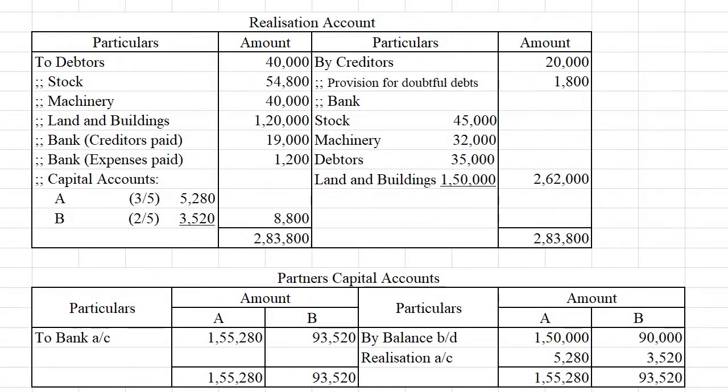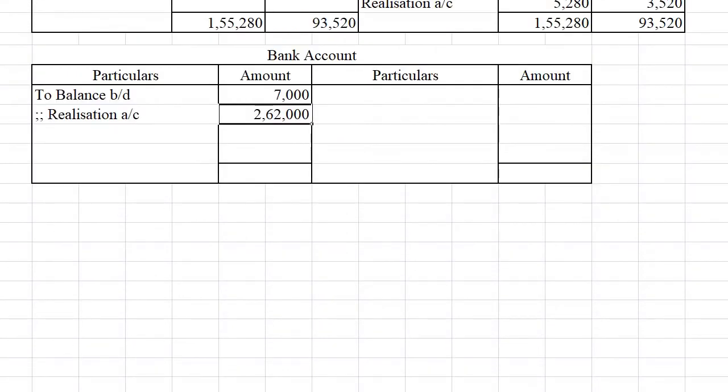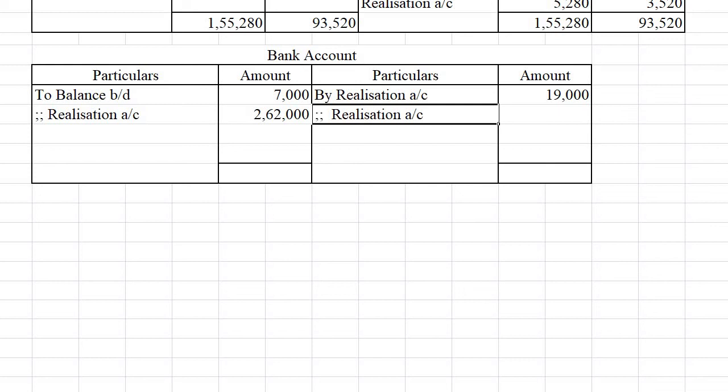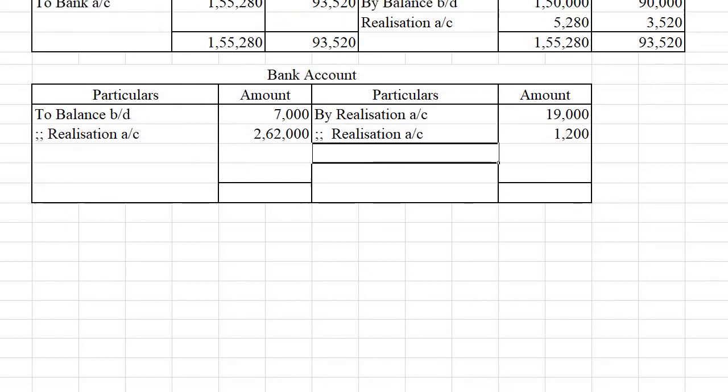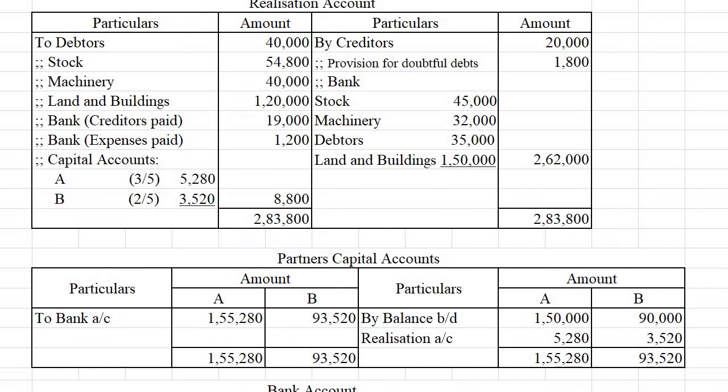Like that, here realization account debtor to bank is there. Two entries are there: realization account debtor to bank for creditors paid and expenses paid. We can write both the entries here. Realization account debtor to cash, that means in the cash account 'by realization account', 19,000 for creditors and 1,200 for expenses. Right? So the bank entries from the realization account are over.